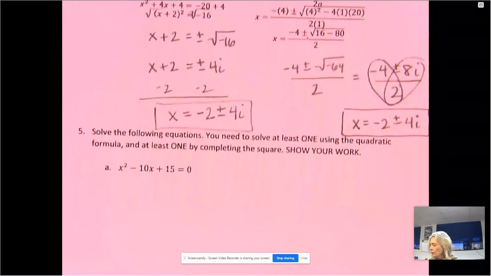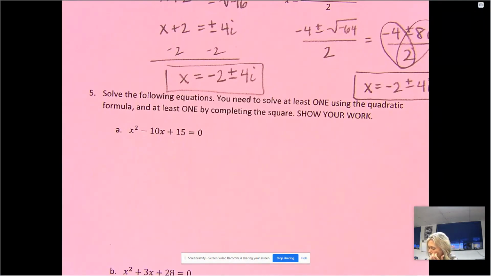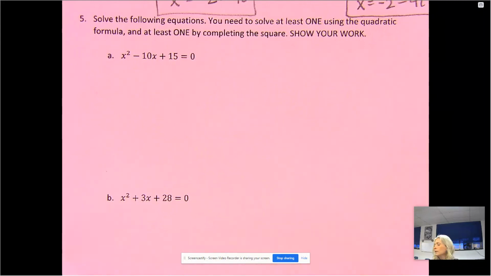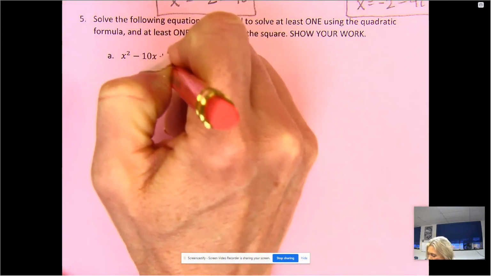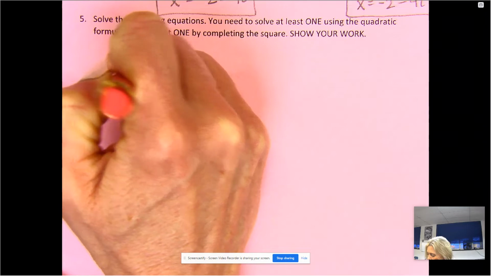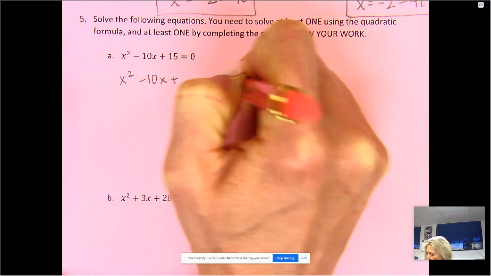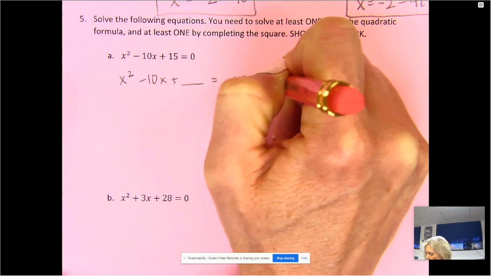All right, number 5, we're solving quadratic equations, and then we have to solve at least one using the quadratic formula and at least one by completing the square and show our work. So I'm going to complete the square on A. I'm going to start by moving the 15 over. So I have x squared minus 10x plus blank equals negative 15 plus blank.